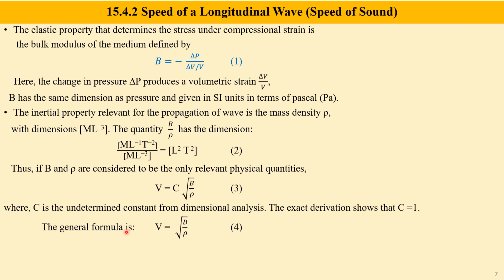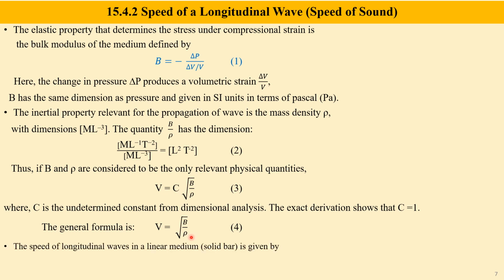The general formula for the speed of longitudinal wave is given by V is equal to square root of B, that is the bulk modulus, divided by rho, that is the mass density. Let it be equation 4.